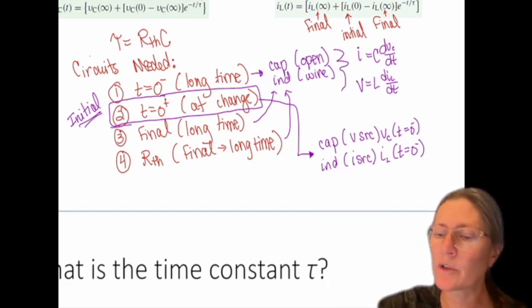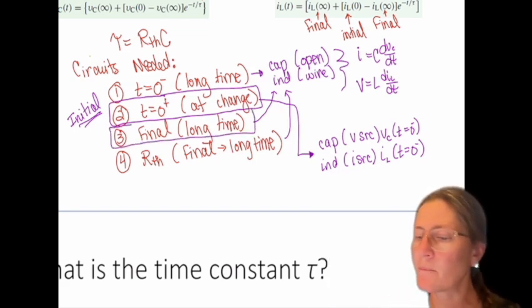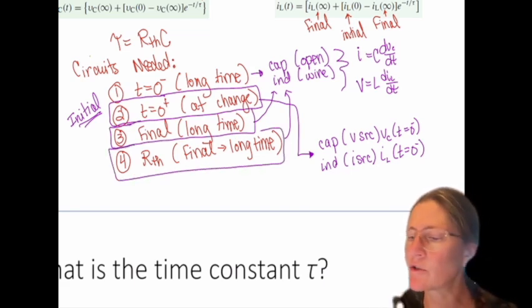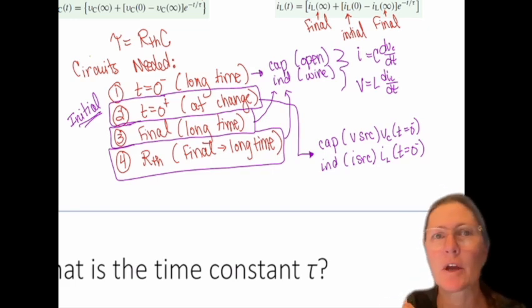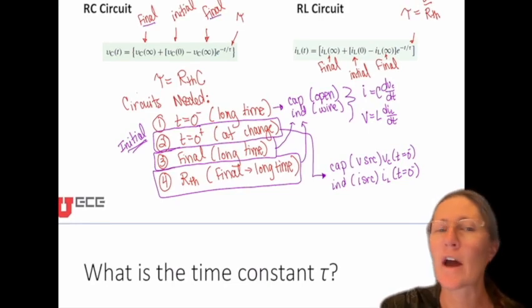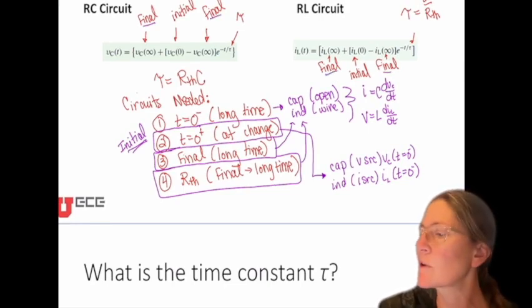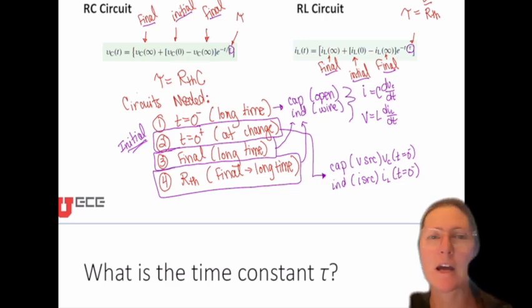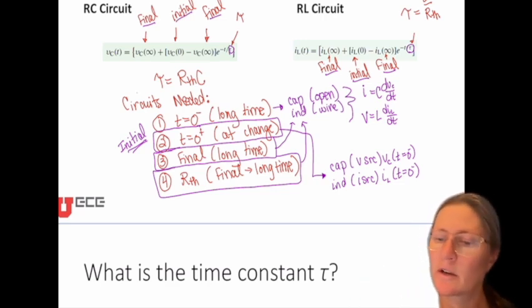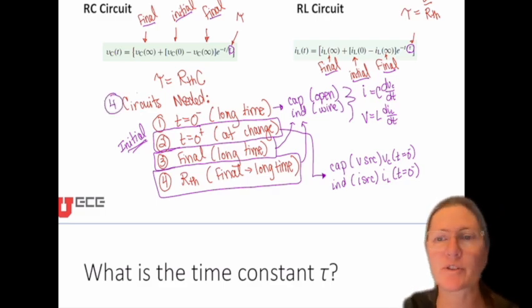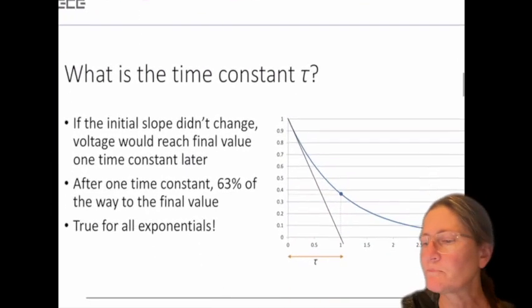Then you also need to find the final time frame variables, and then RTH to calculate tau. And then you can put that into the general form solution. You now have your final values, you have your initial values, and then you will find RTH for tau. So you'll need 4 circuits. 4 different circuits need to be analyzed.